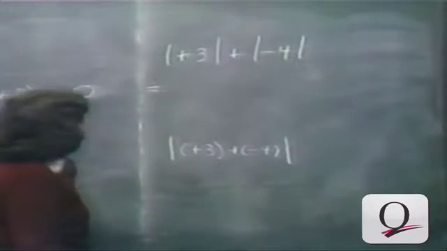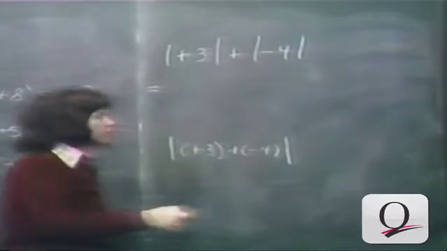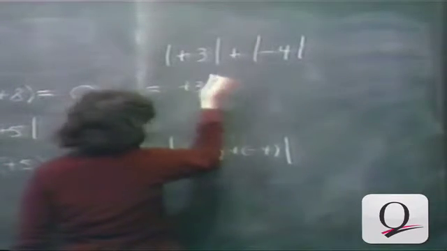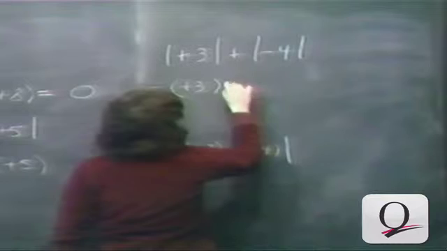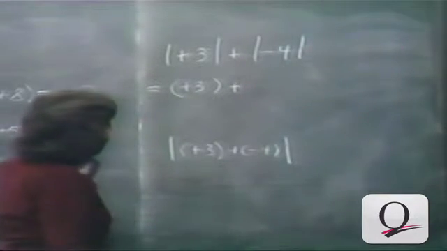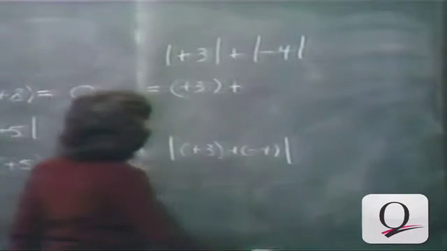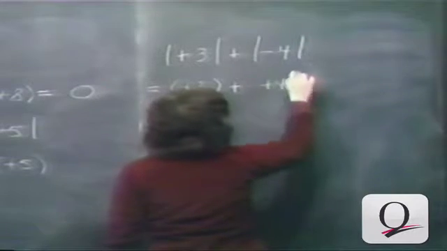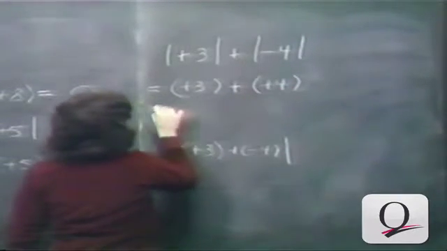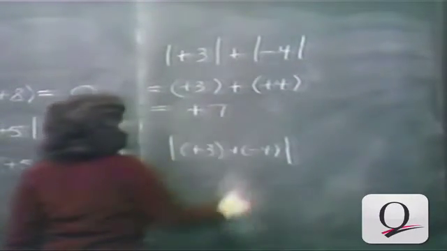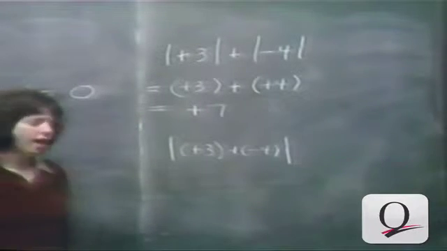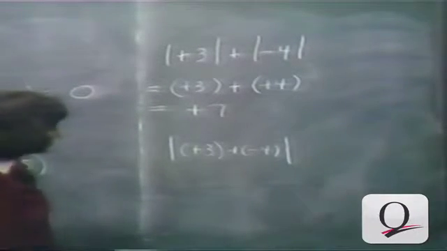The absolute value of +3 is the distance between +3 and 0, which is +3, or just 3. The absolute value of -4, the distance between -4 and 0, is +4. +3 and +4 gives you +7. You add up the 3 and the 4, you tack on the common sign.